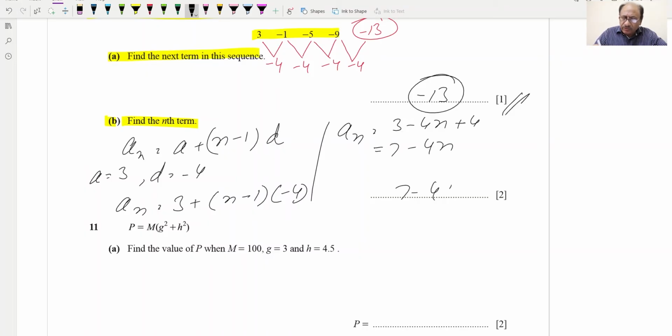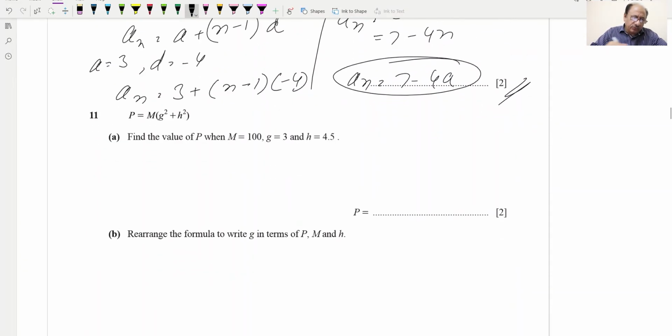So 7 minus 4n, an is equal to 7 minus 4n. This will be the final answer for 2 marks. Now question number 11, an equation is provided. A part, find the value of P when M is 100, G is 3 and H is 4.5.